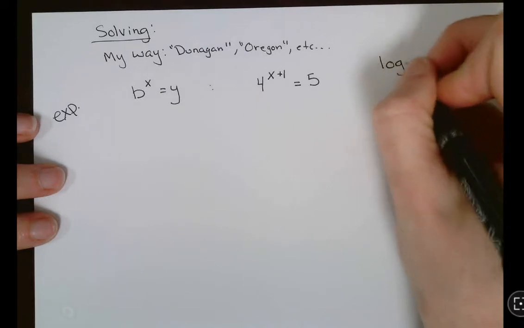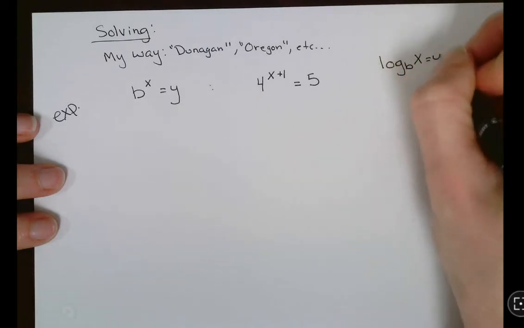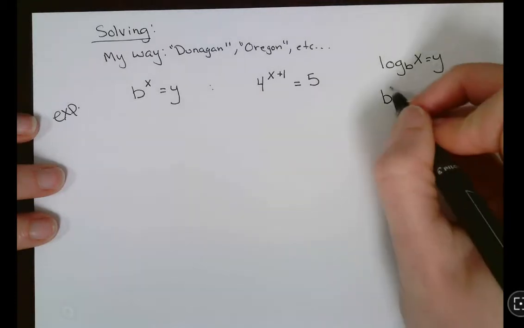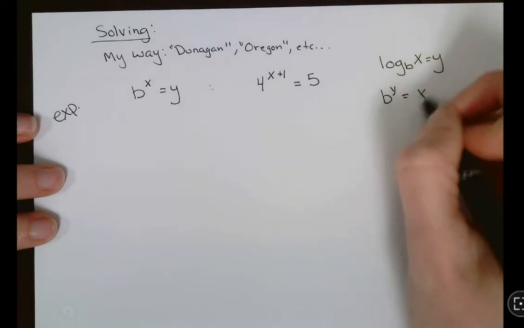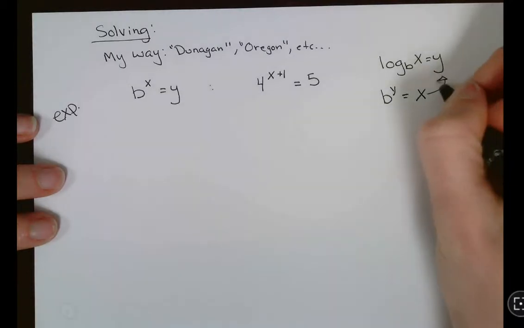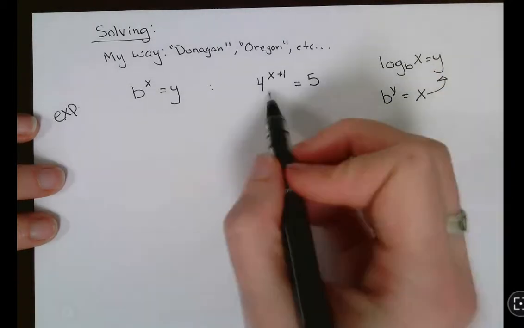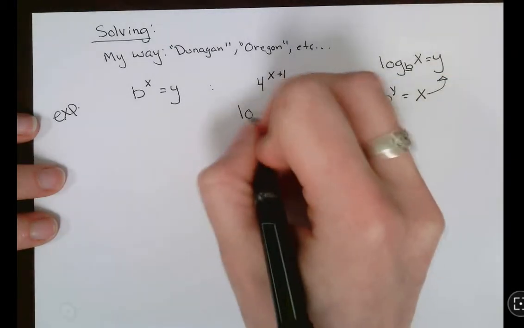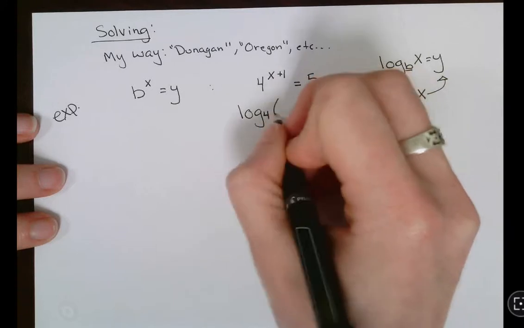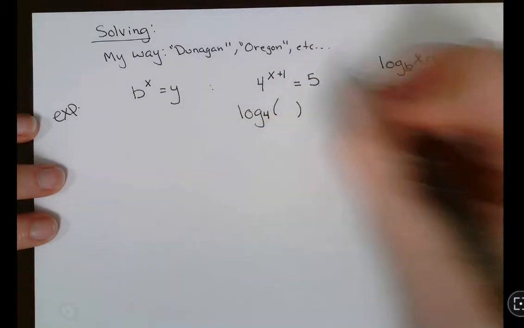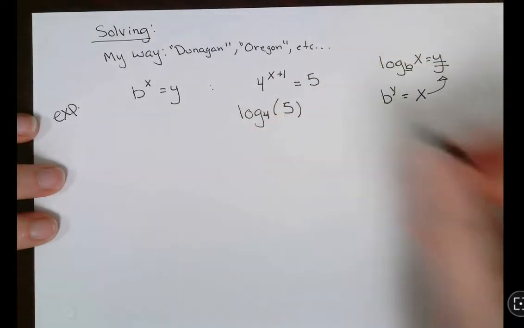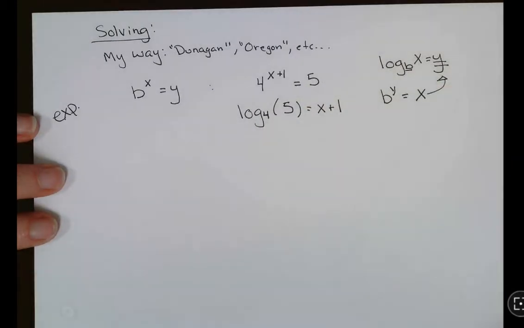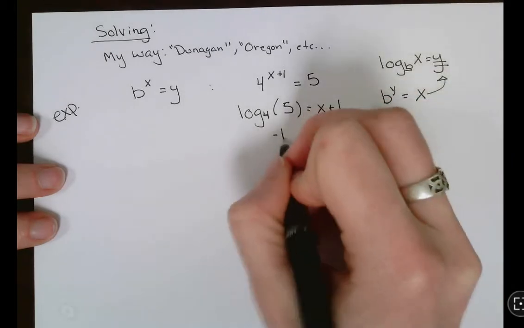If I have a logarithm with the base b of x equals y, well, my base of my exponent is the same, and the log is equal to the exponent. But now I'm going this way instead. So here the base is 4, so that's going to be my base of my logarithm as well. Log base 4 of that opposite side, this y over here, which is 5 in this case, equals x plus 1. Last thing, I'm solving for x, so I just need to subtract the 1 from both sides.